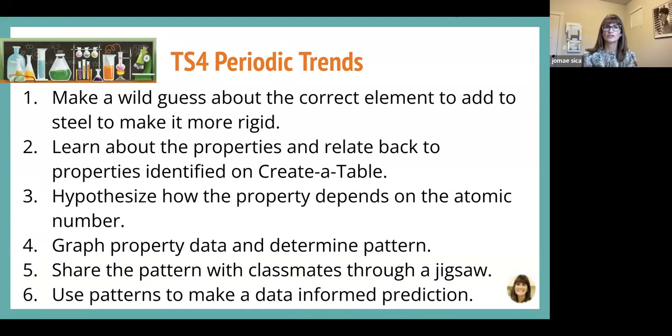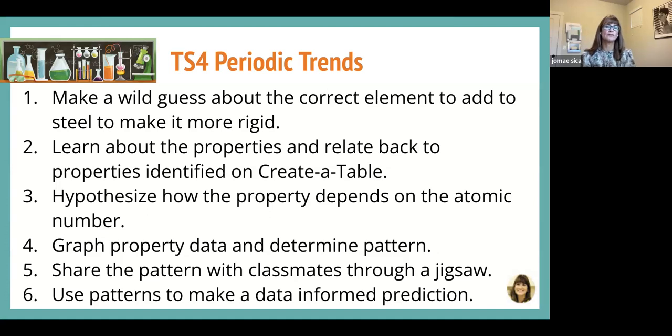Again, it's supposed to be in a straw. They're going to learn about the properties and relate it back to the properties that they identified at Create a Table. So again, returning to those initial ideas, they are going to hypothesize about how the property depends on the atomic number. Then they're going to graph their data, graph their property, determine their pattern.